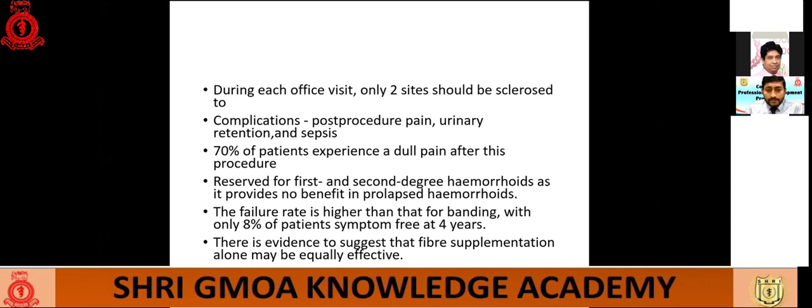So it has a failure rate higher than banding. And if you look at long-term results, at 4 years only 8% are hemorrhoid free after sclerotherapy. So it is inferior to rubber band ligation.